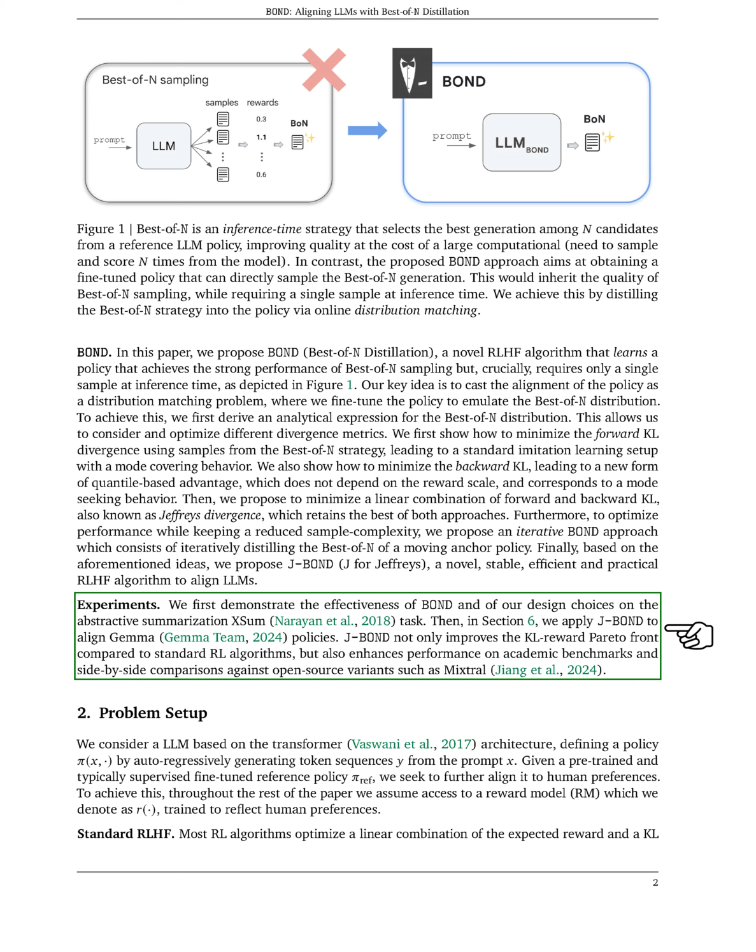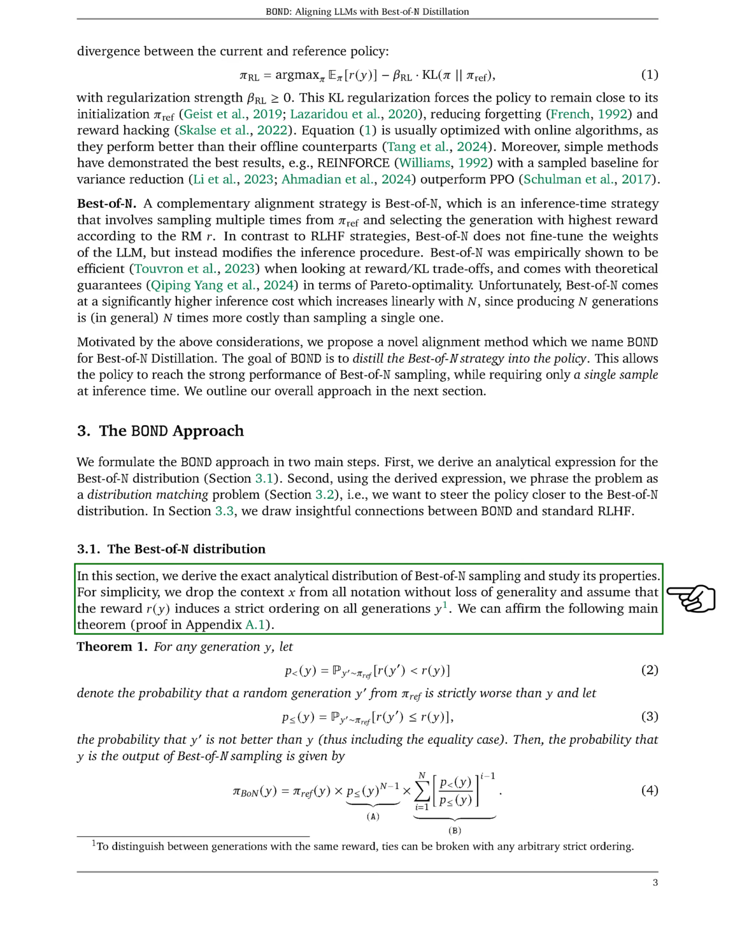Now, let's discuss the best of N distribution. Here, we derive the precise analytical distribution for best of N sampling and examine its characteristics. To simplify our analysis, we omit the context from our notation without losing generality and assume that the reward creates a strict ranking among all generations. We can state a key theorem, which we will prove later.